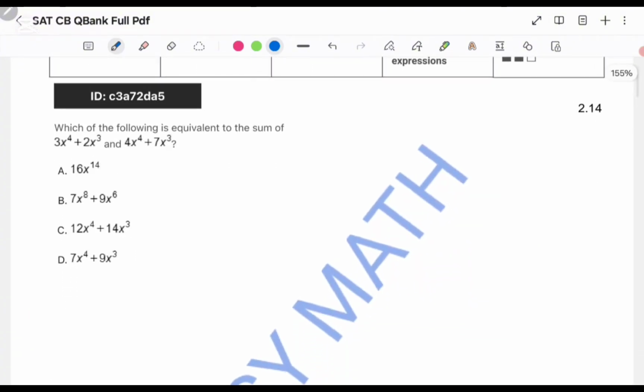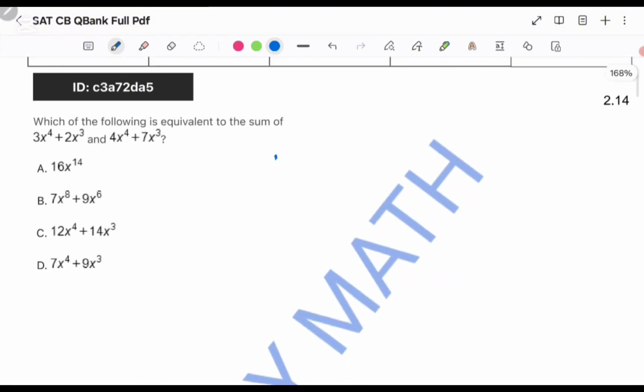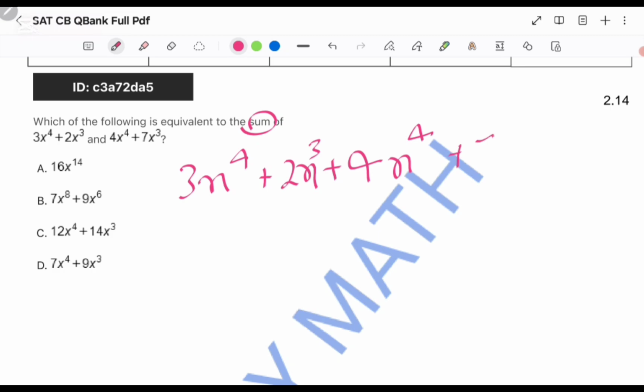Moving forward, which of the following is equivalent to the sum of these? And sum, again, it's a very easy, smooth type of operation that you don't really have to worry about. Sorry for that. All right, and then we have a plus sum. So we have a plus 4x power 4 plus 7x power 3.